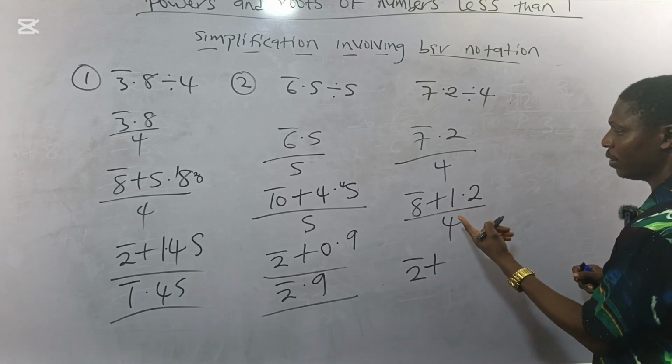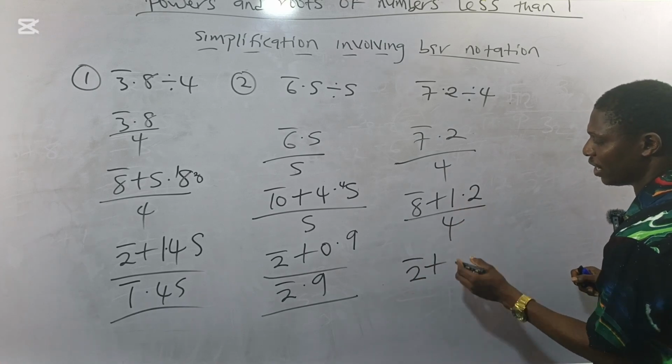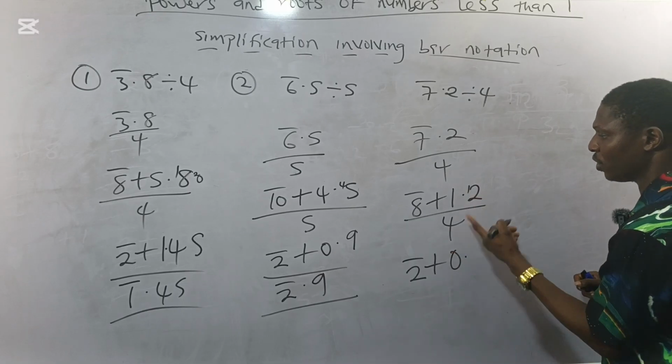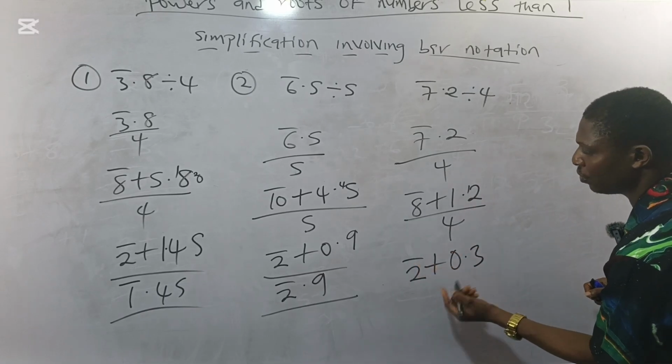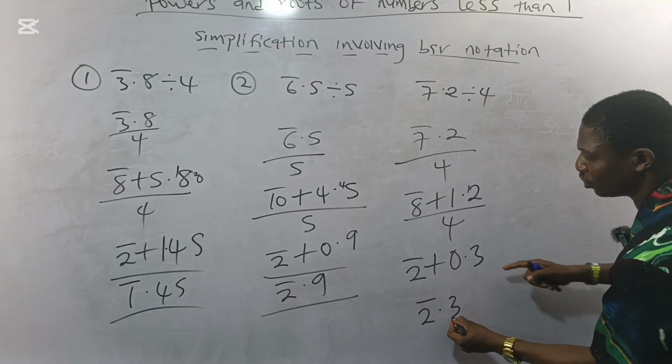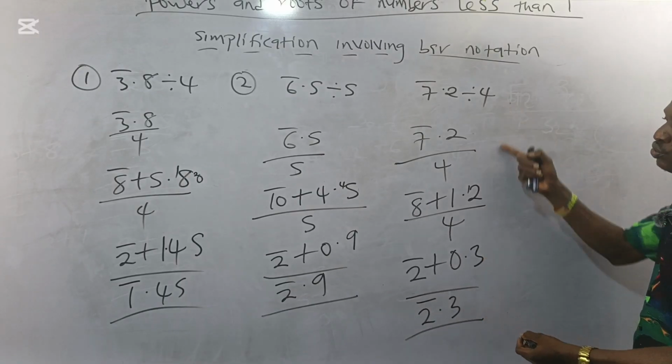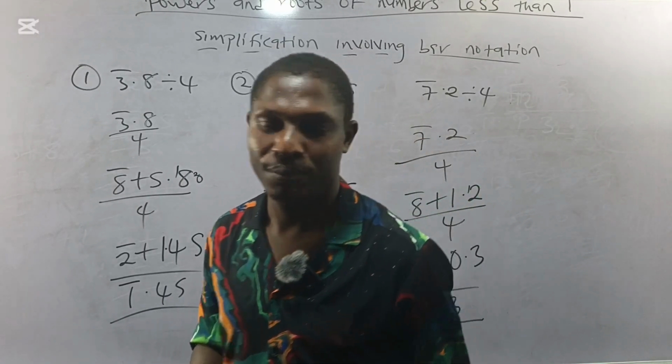I'll put my point. 1 divided by 4 cannot. I'll have 0. I'll put my points. Here becomes 12. 12 divided by 4 is 3. And if I add bar 2 plus 0, I'll have bar 2. And I have my 0.3. And this is my answer to this solving. Thank you.